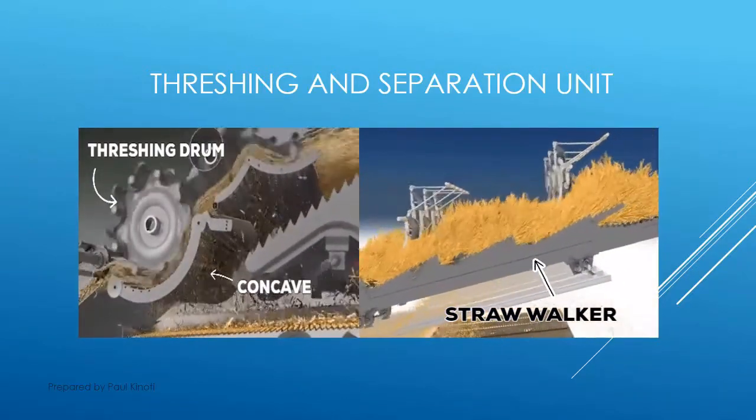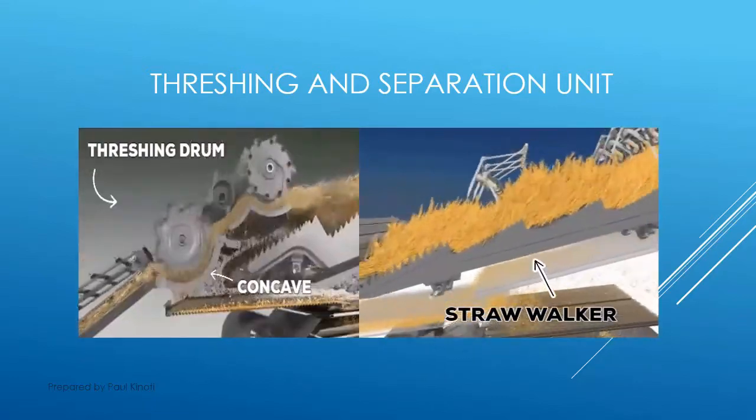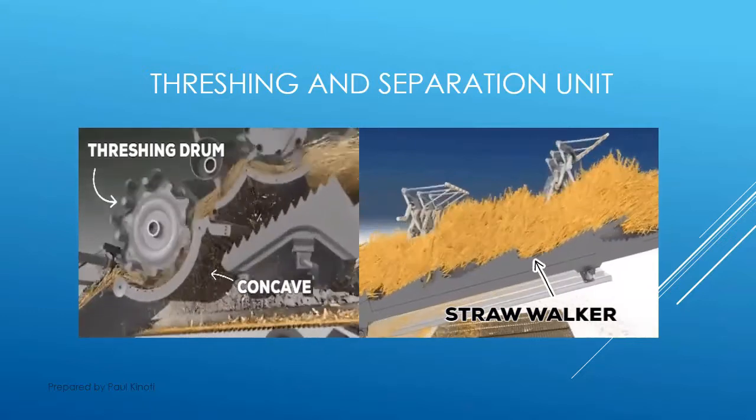So basically that's what we have for the major processes that take place within a combine harvester.